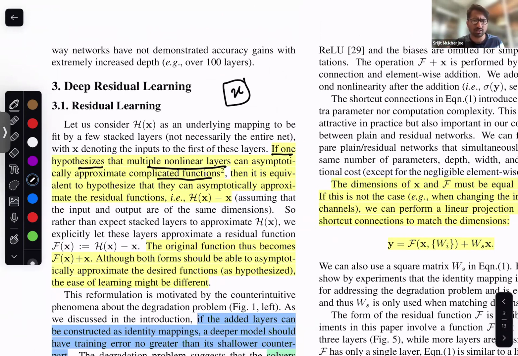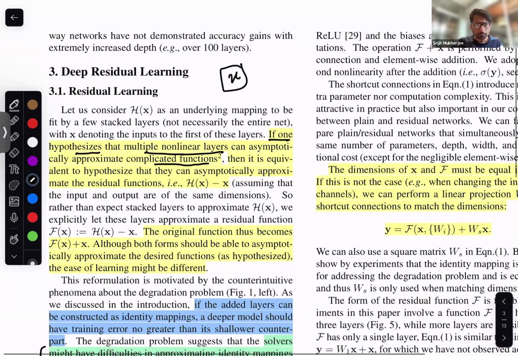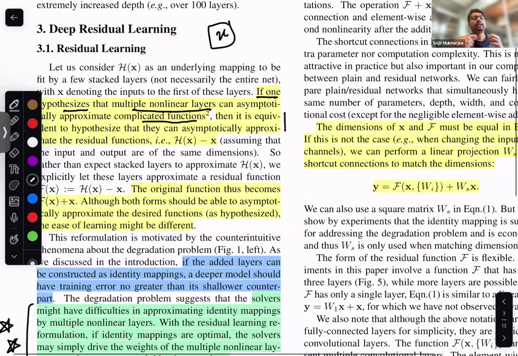But let's take it for granted, or rather, let's assume the hypothesis that multiple layers asymptotically approximate the complicated functions. Then it's saying that it can also asymptotically approximate Hx minus x, right? Hx minus x, because they lie in the same space. If they can learn Hx, then surely it can learn Hx minus x, because they can be smooth, differentiable, continuous, whatever is needed for the proof in this case.